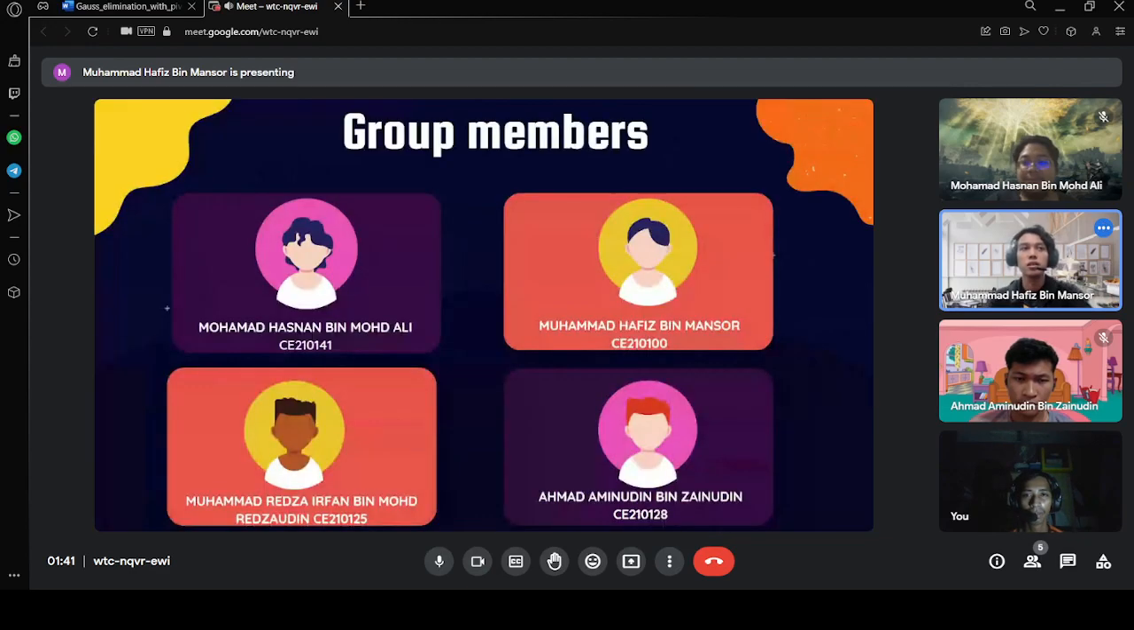Next, these are our group members. It consists of four of us. First is Mama Asnan bin Mama Ali. Second is me, Mama Hafiz. Thirdly is Muhammad Reza Irfan bin Muhammad Rezauddin. And lastly is Ahmad Aminuddin bin Zainuddin.